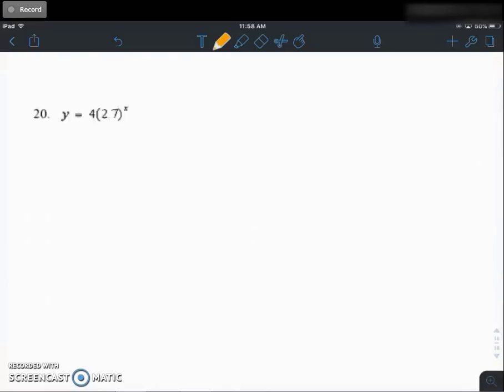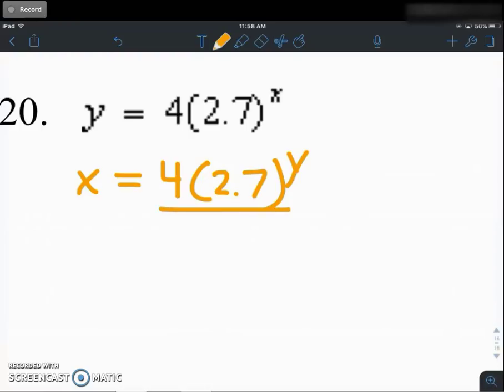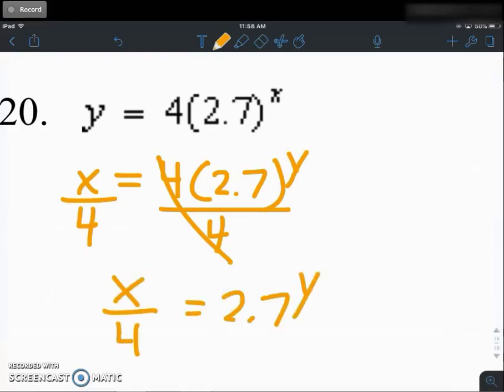Okay, so last one, this is an exponential. Its inverse is going to be a logarithmic function. Again, to find the inverse, I switch x and y. Now I solve for y. To solve for y, this is actually a little trickier. I'm going to divide by 4. So that's going to cancel. So x over 4 equals 2.7 to the y.